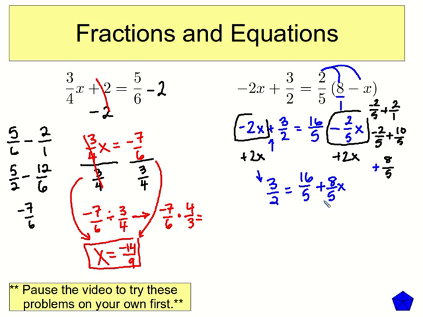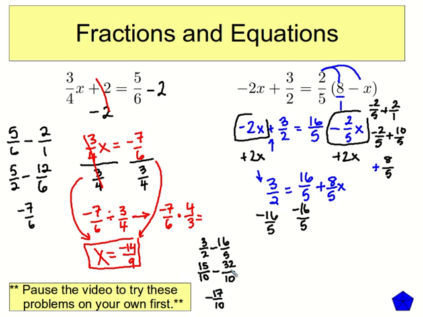Now I need to get x by itself, just like we did in the first problem. So I'm going to do my addition or subtraction first. So let's subtract 16/5 from both sides. Come over, find some space to do this problem. 3/2 minus 16/5. My common denominator is going to be 10. So the first fraction I'll multiply by 5, giving me 15 over 10, minus the second fraction I'll multiply top and bottom by 2, giving me 32 over 10. The 15 minus 32 is negative 17/10.